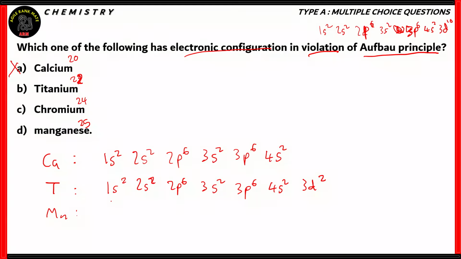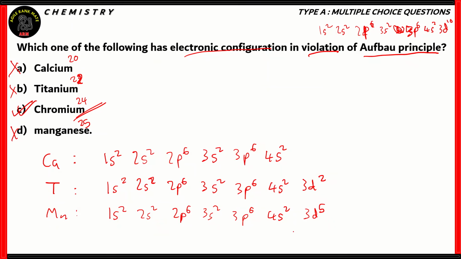So when we look at manganese, the electronic configuration would go like this: 1s2, 2s2, 2p6, 3s2, 3p6, 4s2. All of this you've already done according to calcium, and then there's going to be 5 electrons left, so you'll write 3d5. So again, options B and D are incorrect. The correct option would be option C, chromium.